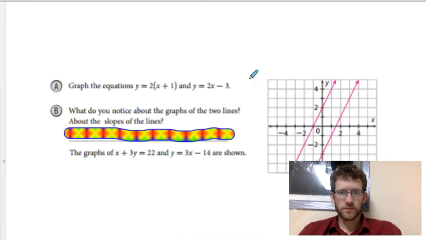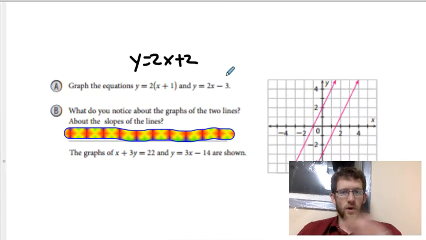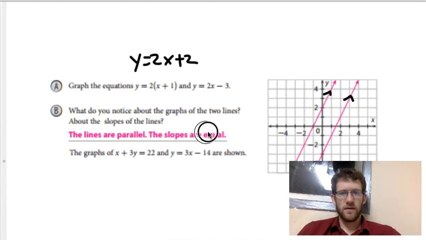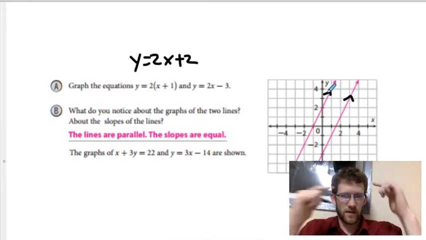For example, if we were to graph these two equations, this one, for example, isn't in slope-intercept form, so we can rearrange it, right? We can say y equals 2x, using the distributive property here, plus 2. So we can graph these two equations, y equals 2x plus 2 and y equals 2x minus 3. What do we notice about these lines? Well, if we look over here, we notice that they are parallel. If these lines are parallel, it's because they have the same slope. So the slope of a line is related to if it's parallel or not. All parallel lines have the same slope. So keep that in the back of your mind.